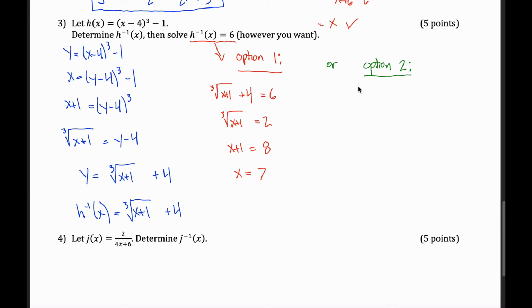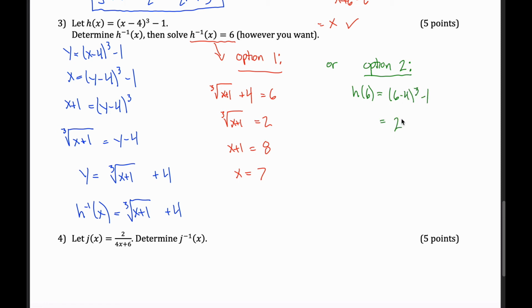So another way to figure it out is just to figure out h of 6. Just put 6 into the function as opposed to figuring out when 6 comes out of the inverse function. And putting 6 in, generally speaking, is easier than figuring out when 6 comes out. All I gotta do is change all the x's into 6. So I get 6 minus 4 to the third power minus 1.